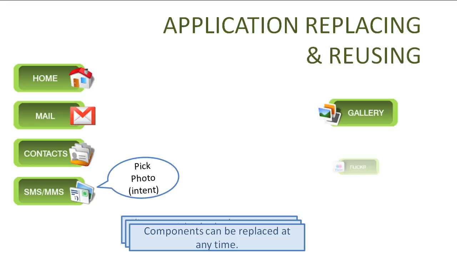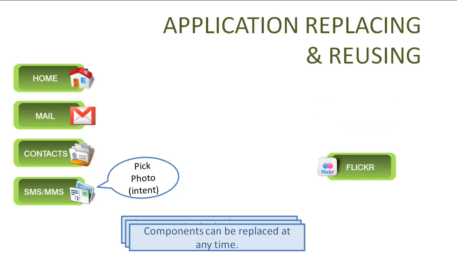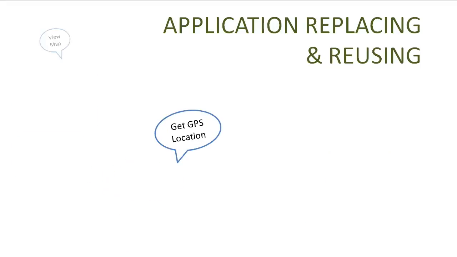So if you would like to perhaps provide a different type of gallery, you can implement a gallery that is pulling information or pictures from Flickr. So the next time the pick photo intent is fired off, it provides you with a gallery that actually goes to Flickr. And this could be reused across the home, mail, contacts, MMS, and any other application that might use the pick photo intent. Intents are key to the Android operating system.